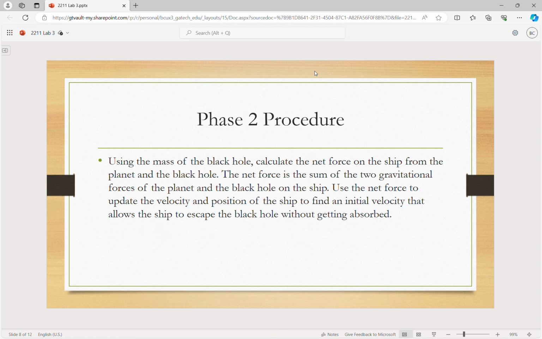Phase 2 procedure: using the mass of the black hole, calculate the net force on the ship from the planet and the black hole. The net force is the sum of the two gravitational forces of the planet and the black hole on the ship. Use the net force to update the velocity and position of the ship to find an initial velocity that allows the ship to escape the black hole without getting absorbed.